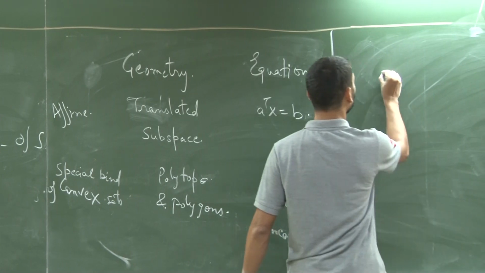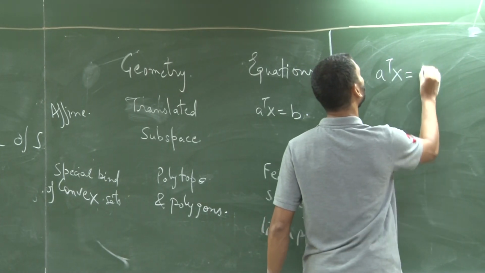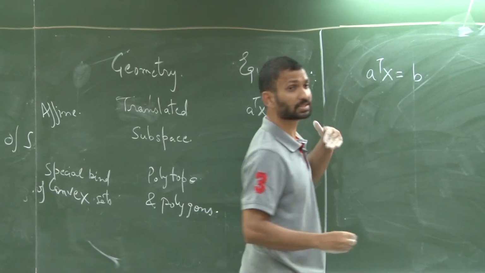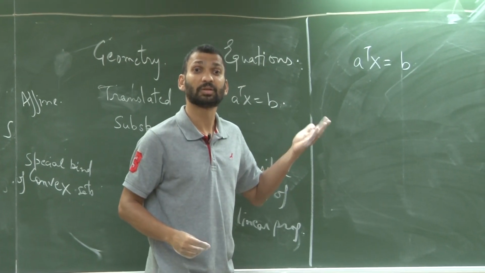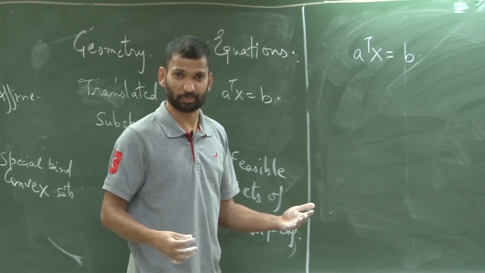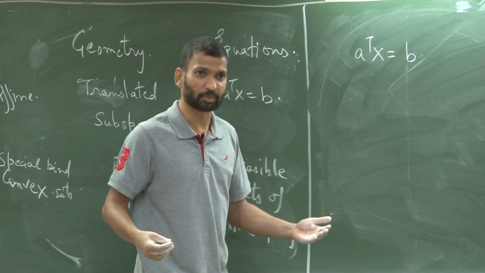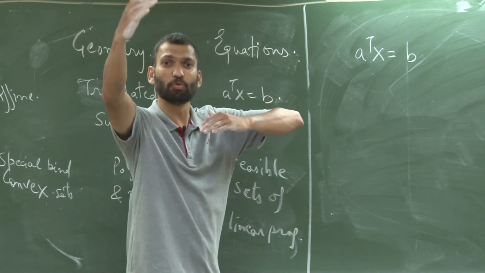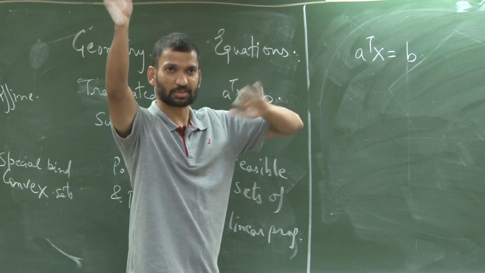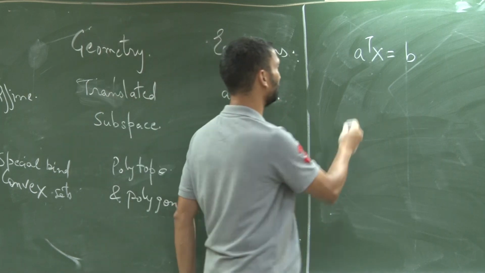So, let us make this picture complete. This was an affine set or a hyperplane. Geometrically, it was a hyperplane. It looks like a plane moved from the origin to some other place. Fine.